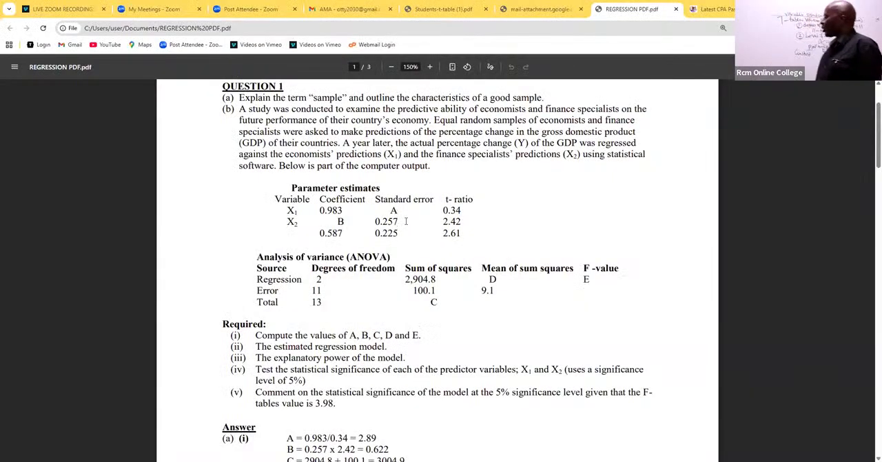Remember, the constant had a t ratio of 0.34. So here we have 0.34, that is our A. And then our x1 has 2.42, and then we have our x2. X2, ladies and gentlemen, has a t ratio of 2.61.